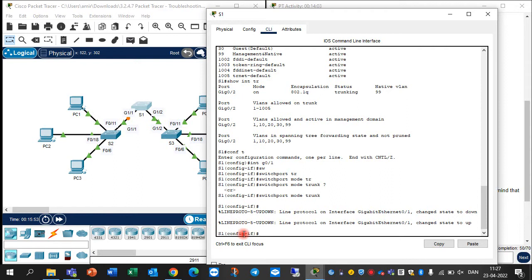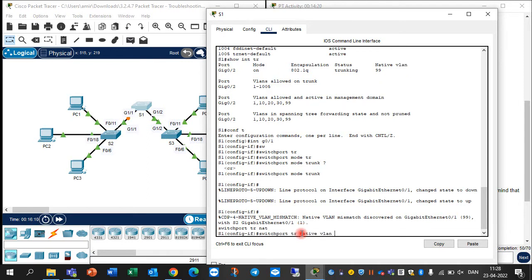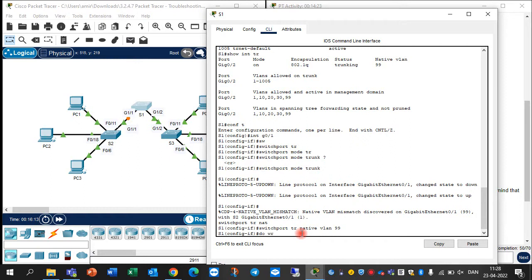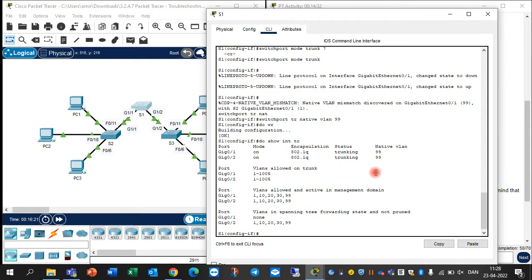Yes, because G01 also should cross a lot of interface and a lot of VLAN, excuse me. And also you should write switch port trunk native VLAN 99. Do WR and write again, do show interface trunk, and you can see both of them are members of native VLAN. And also both of them are in trunk mode.